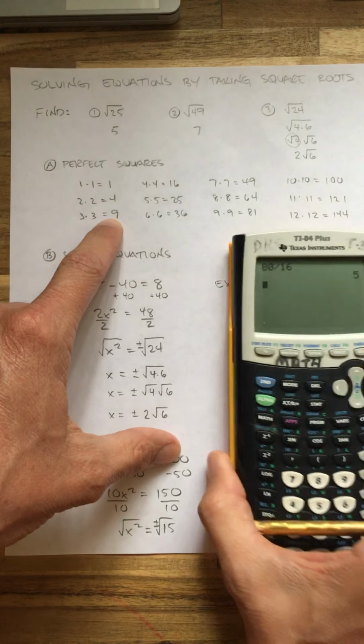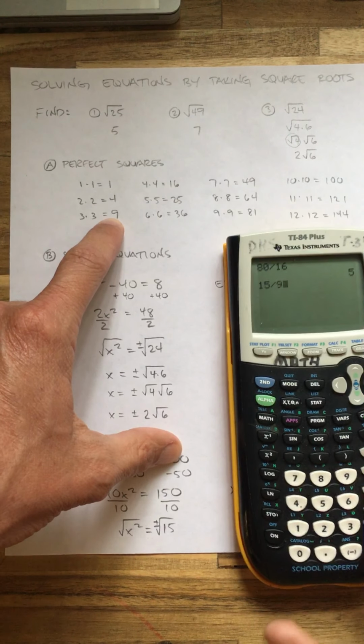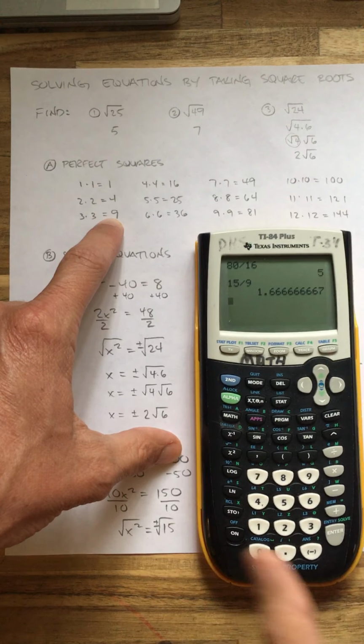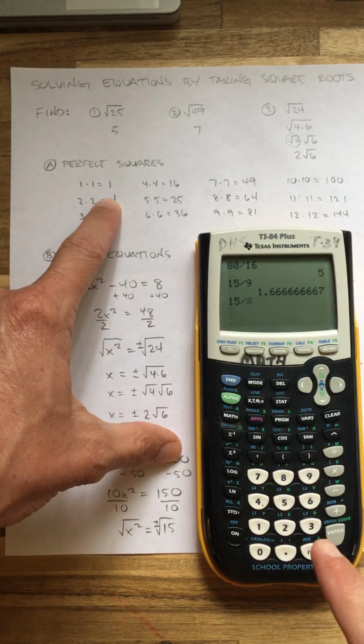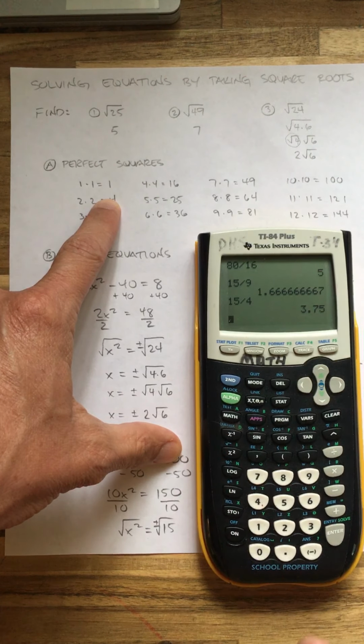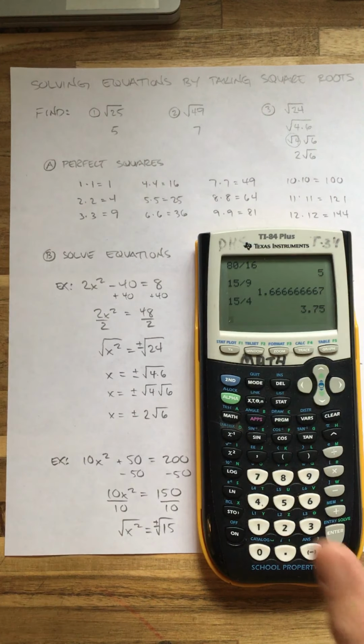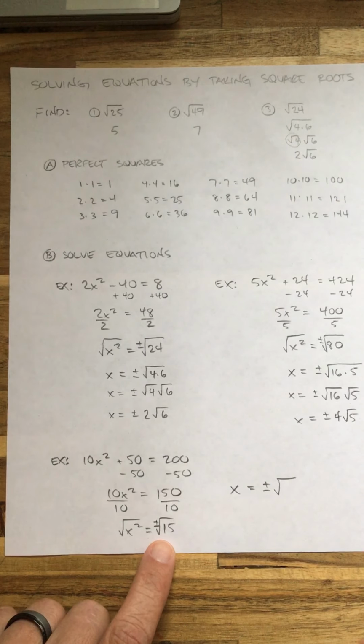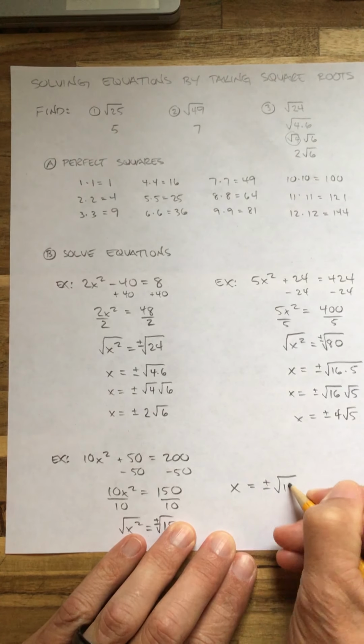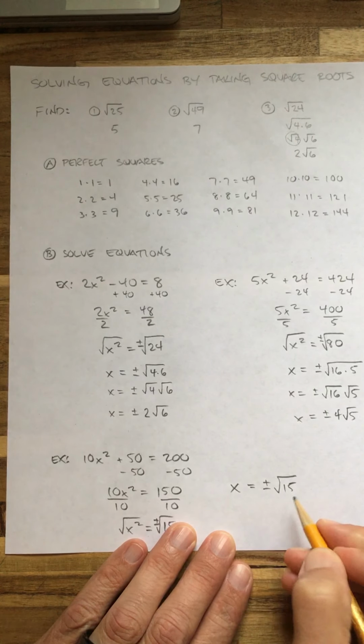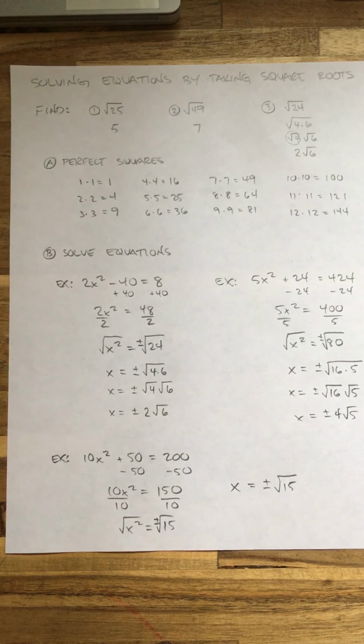Is 15 divisible by 9? I don't know, try it. 15 divided by 9. No, it's a decimal, okay? 15 divided by 4, does it work? No, it's a decimal. 15 divided by 1, oh, that's 15. So we're just left with this, okay? We can't divide it anymore, so we're done right here, okay? X equals plus or minus square root of 15. If you can't divide it by anything, you just leave it alone, okay?